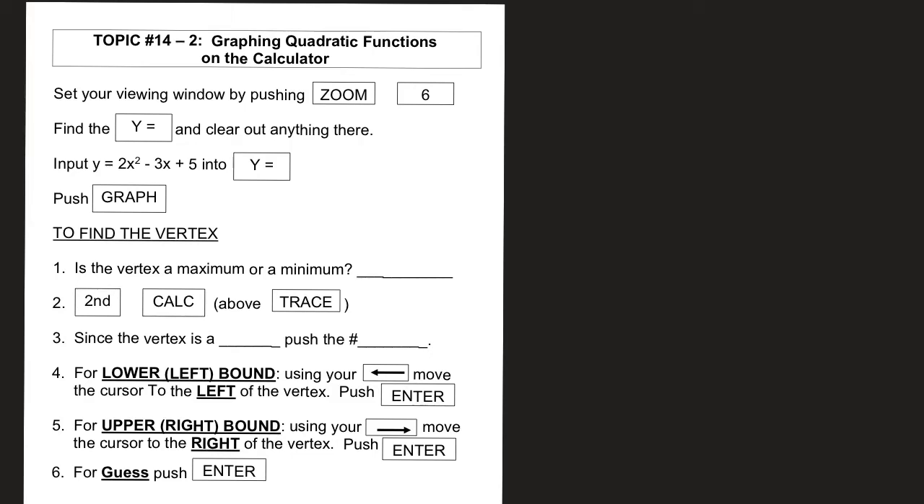Today we'll be using our calculator to graph quadratic functions. It may help you to have a copy of your notes handy as you watch the video.